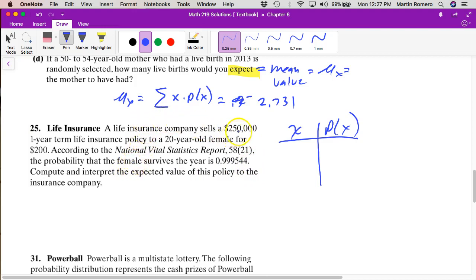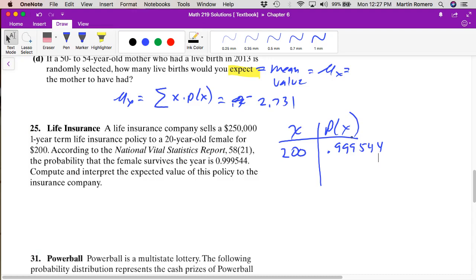The insurance company sells a $250,000 life insurance policy to a 20-year-old for $200. That means the insurance company is going to get $200. They're going to get it if the female survives. How often does that happen? It happens that often there. And so that's what we have in that case.